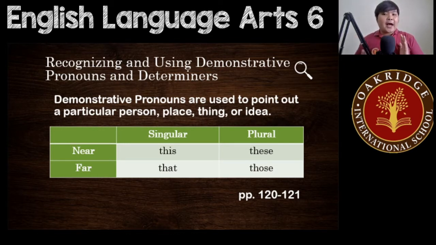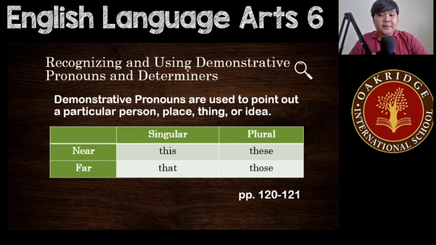Now, you would have to have a general direction for these. You are pointing them out, okay? Now, unlike some pronouns wherein you're dividing them into different points of view, for demonstrative pronouns, you would divide them into near and far and singular and plural, okay? So, for example, if the person, place, thing, or idea that you're pointing out is near you, and it's singular, you have this. But if it's plural, we have these, okay?